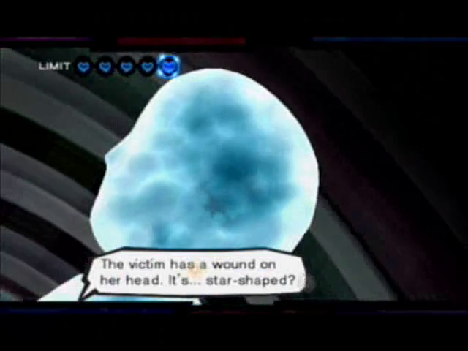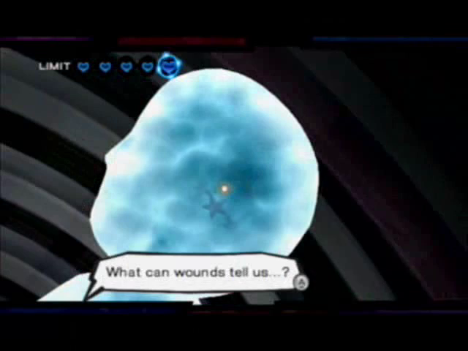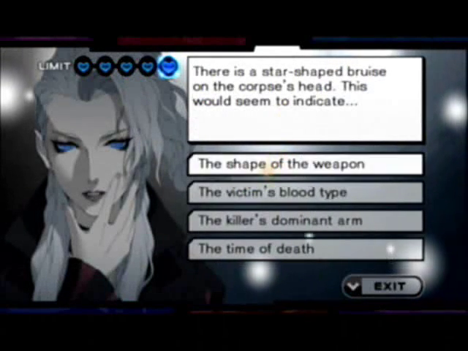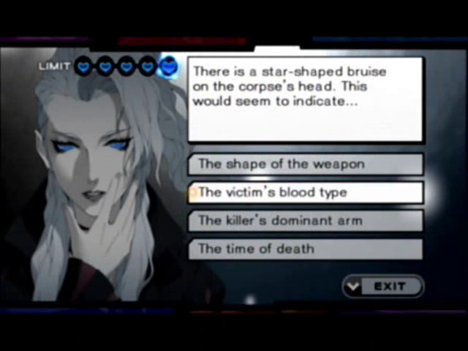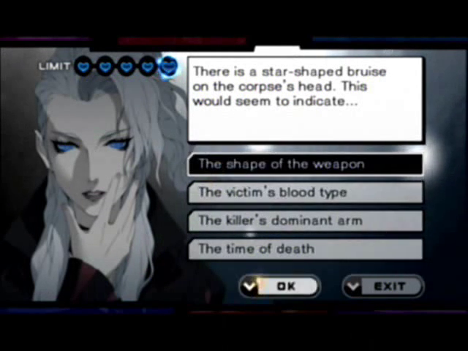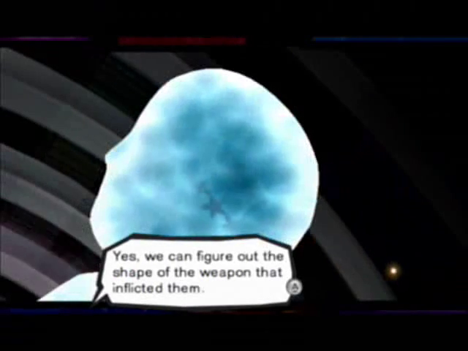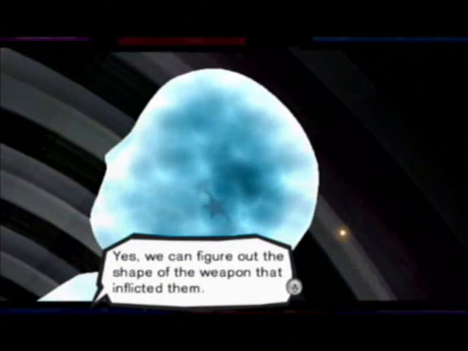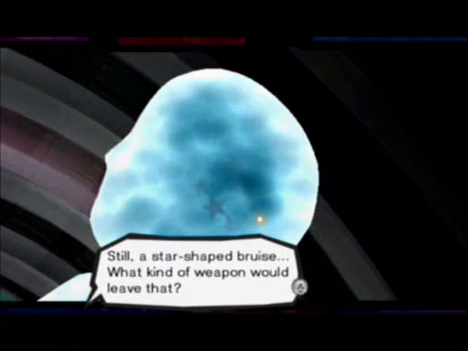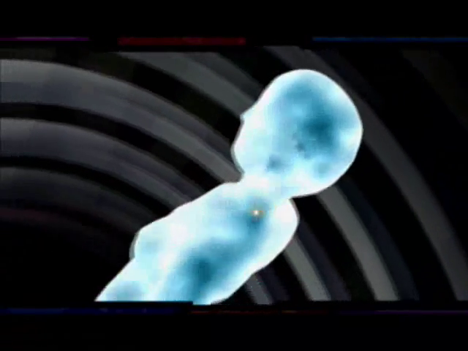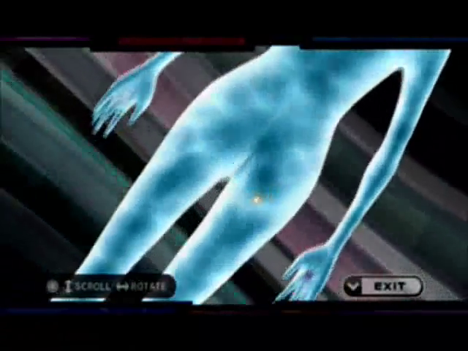The victim has a wound on her head. It's star-shaped? What can wounds tell us? Wounds always tell us the shape of the weapon, right? Thought so. Yes, we can figure out the shape of the weapon that inflicted them. Still, a star-shaped bruise. What kind of weapon would leave that? I can't think of another weapon that would make those. I mean, those holes are too big to be screwdrivers, right?